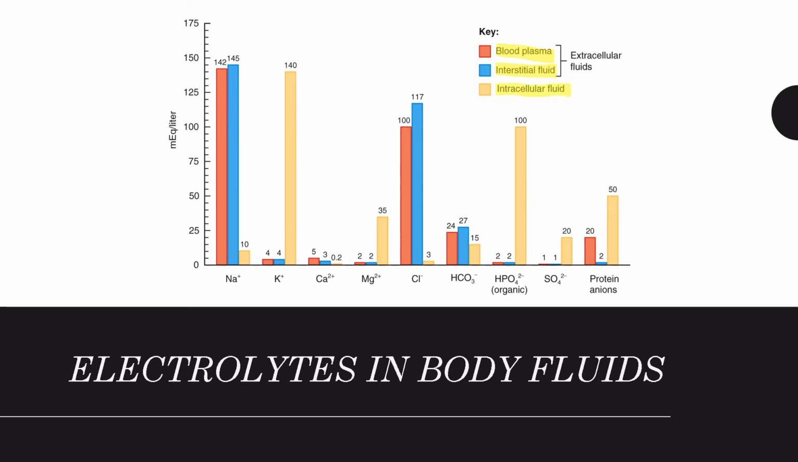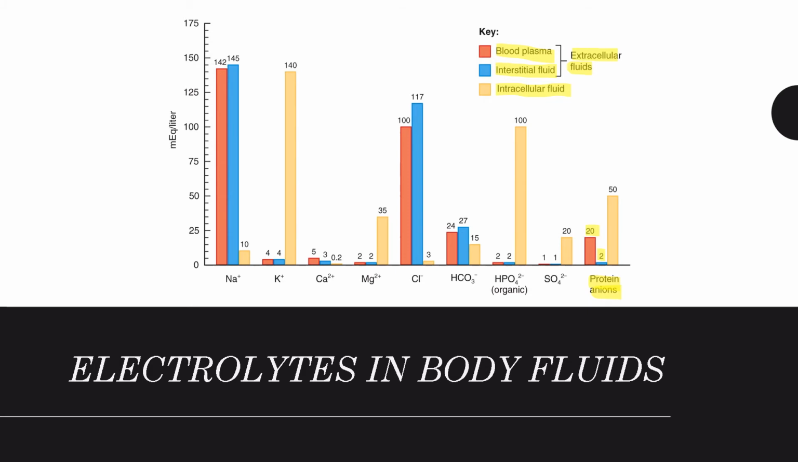Now, one main difference that we see between the two extracellular fluids, remember this is going to be the blood plasma and interstitial fluid, is that blood plasma contains more protein anions in contrast to the interstitial fluid, which has very few. So we can have 20 milliequivalents per liter in that blood plasma versus 2 milliequivalents per liter of protein anions in the interstitial fluid.